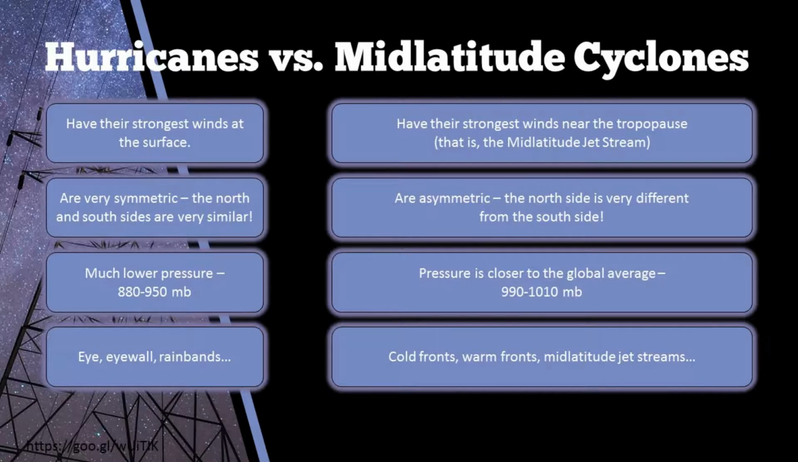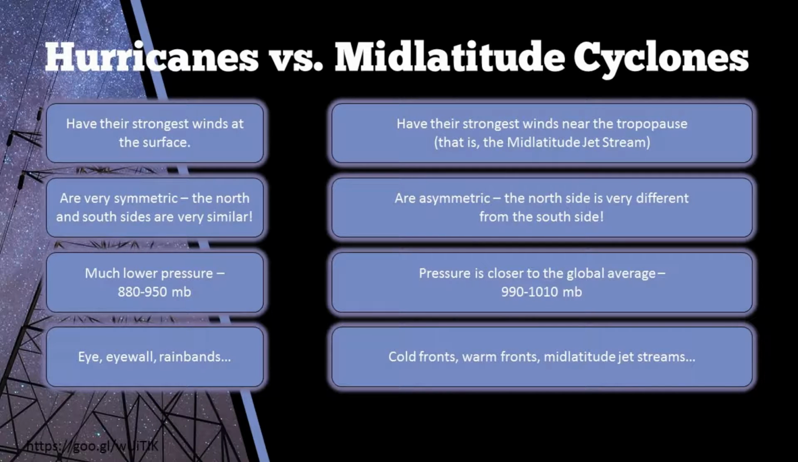Hurricanes are typically very symmetric. They occur in an environment where it's about the same temperature all the way around the system. So it isn't like the north side of the system is colder than the south side, or the west side of the hurricane is drier than the east side. Hurricanes are pretty much the same all the way around, and that's completely different from how a mid-latitude cyclone works.